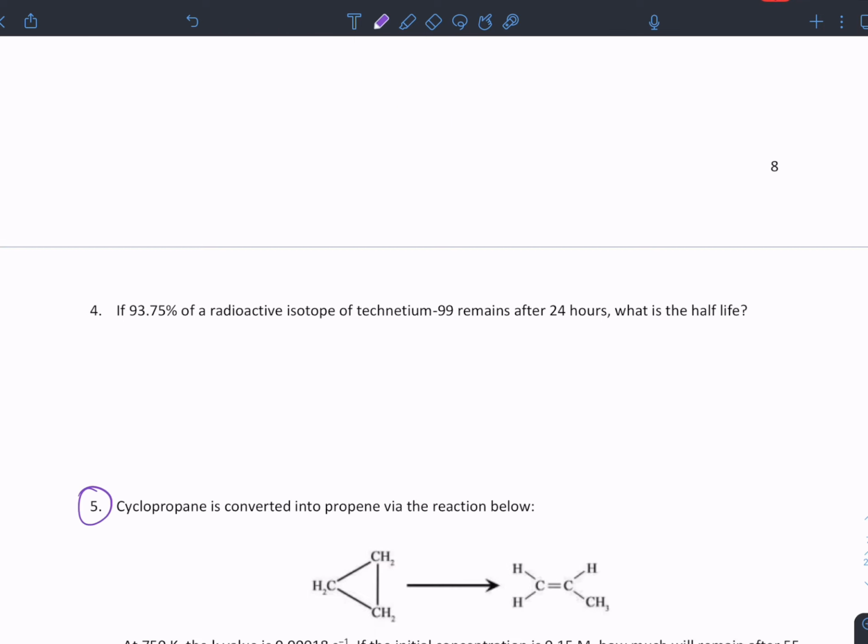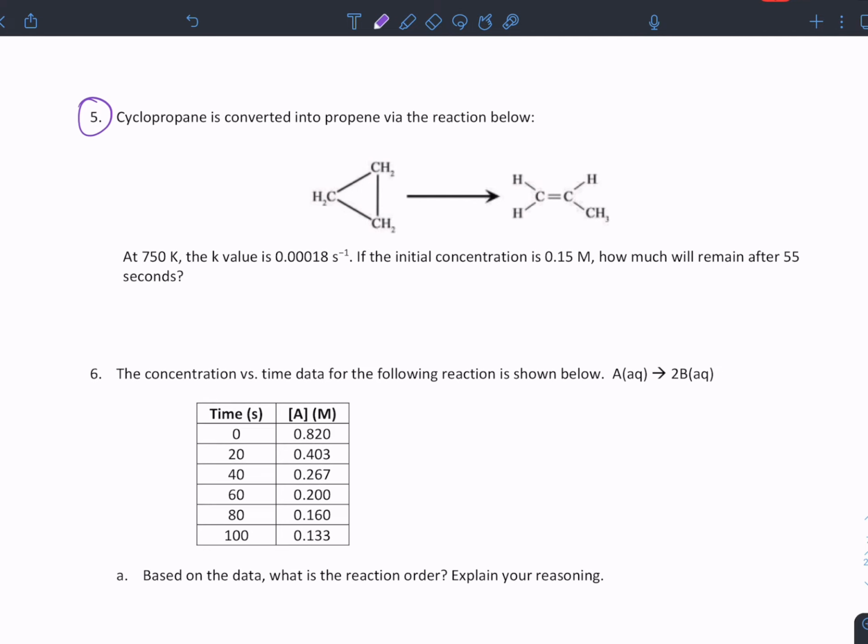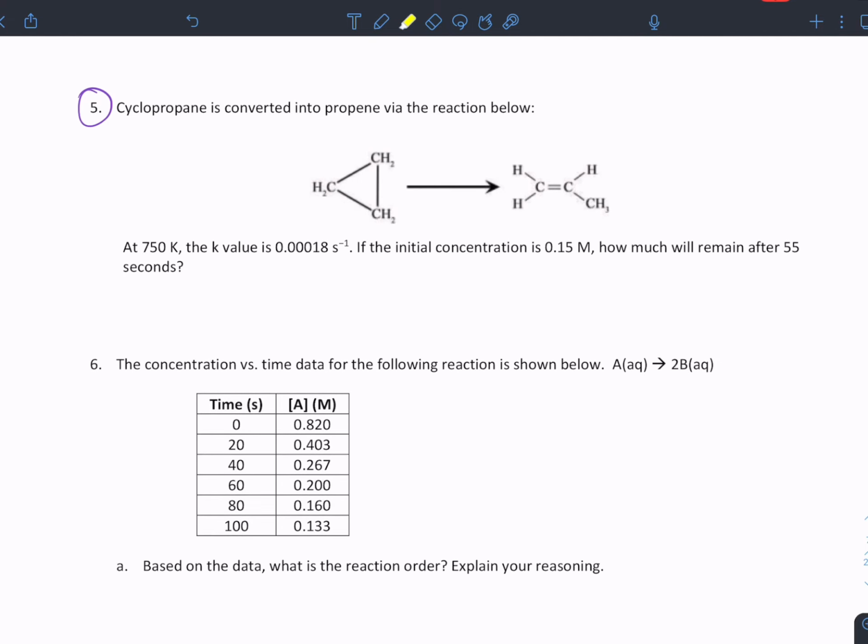All right, let's skip on to number 5. I like this question. Cyclopropane is converted into propene via the reaction below. All right, at 750 Kelvin, the K value is 0.00018 seconds to the negative first. If the initial concentration is 0.51 molar, how much will remain after 55 seconds?